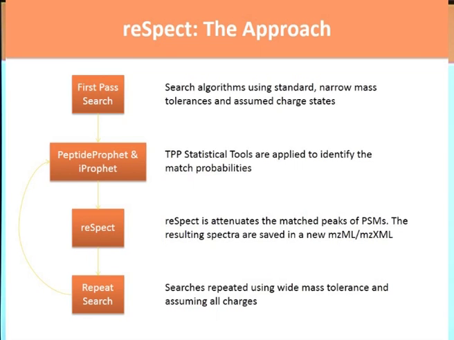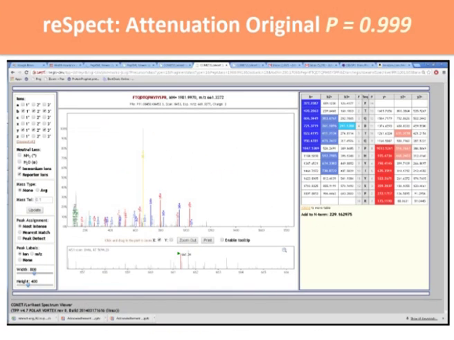Each time you match a peptide, you reduce the peaks, you save that new spectrum, you search it again, you validate it, until you are left with no spectrum to analyze. I'll show you here graphically how this works.